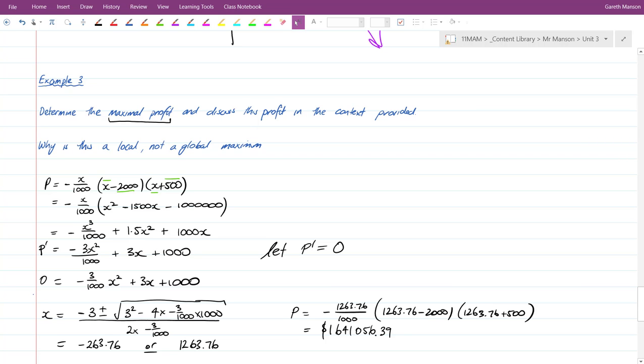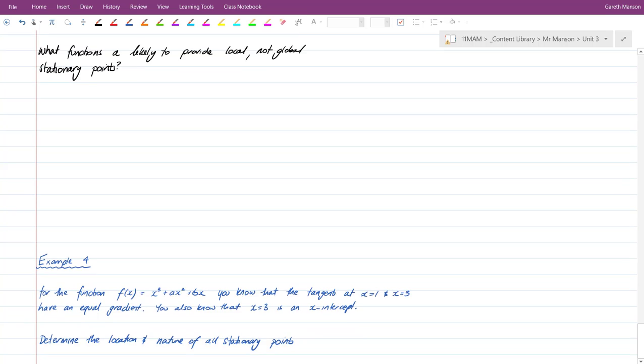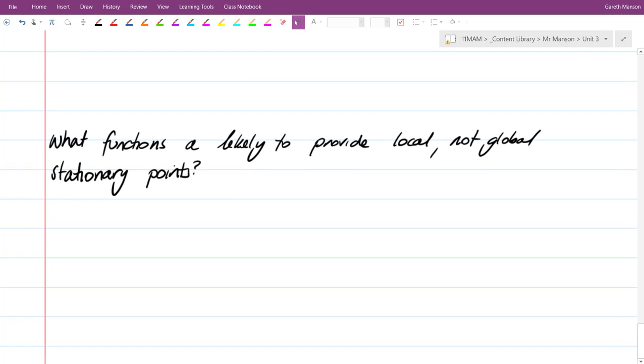Maximize, minimize, optimize, differentiate the function, let the derivative equal 0, solve from there. Any takers on this question? What functions are likely to provide local but not global stationary points? There's one main one, and then there's a few others that might. Explain, give me another name. So what's the other name for that? Cubics, that's it. Yep, perfect.